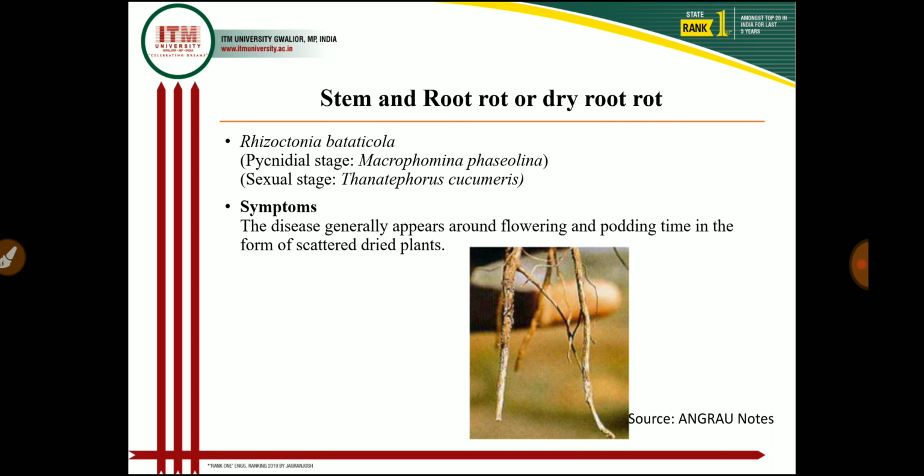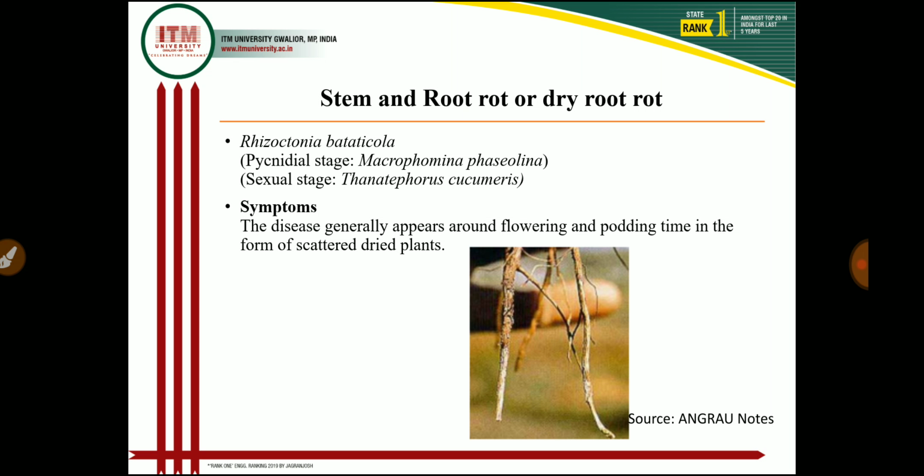The next disease is the stem and root rot or dry root rot disease in the gram, and this stem and dry root rot disease is caused by Rhizoctonia bataticola, and the pycnidial stage of Rhizoctonia bataticola is Macrophomina phaseolina, and the sexual stage is Thanatephorus cucumeris. And as I told earlier, you remember this perfect or sexual stage of Rhizoctonia, that is Thanatephorus.